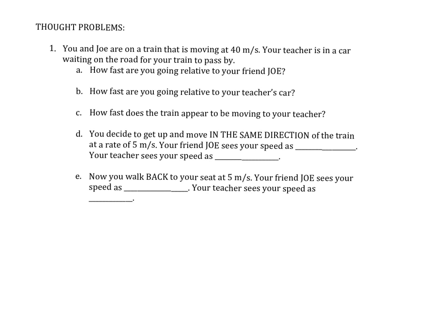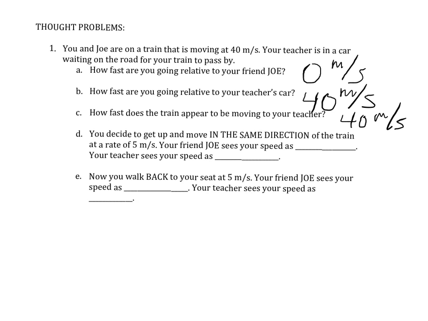You and Joe are on a train, and it's moving 40 meters per second. I am in a car on the road waiting for your train to pass by. How fast are you going relative to your friend Joe inside the train? If you're both inside the train, you are going 0 meters per second relative to your friend. How fast are you going relative to my car as you go by? How fast do I see you moving, and how fast do you see me moving? That would be 40. And how fast does the train appear to be moving to me? The same, 40.